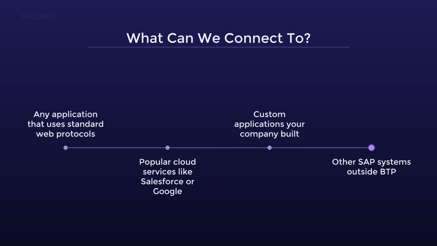Other SAP systems outside BTP. This means you can integrate BTP with other SAP solutions not hosted on the platform itself, like SAP S/4HANA on-premise. For example, BTP can securely exchange sales order data with an external S/4HANA system. This connectivity is fundamental for building unified business processes across your entire SAP landscape.